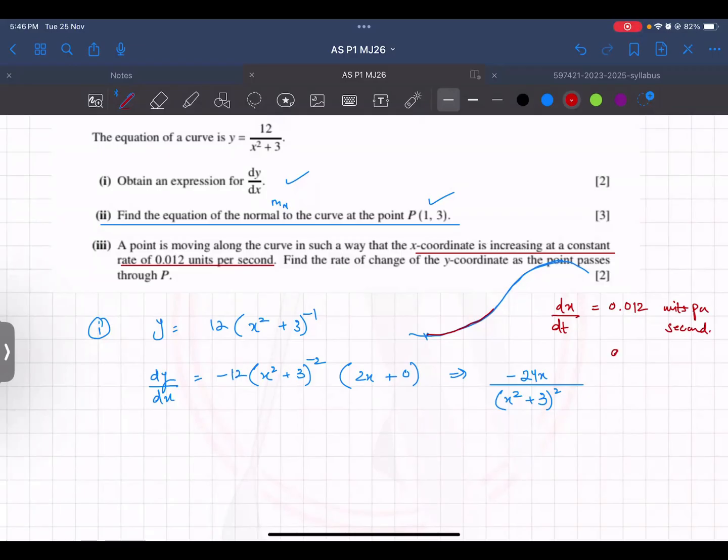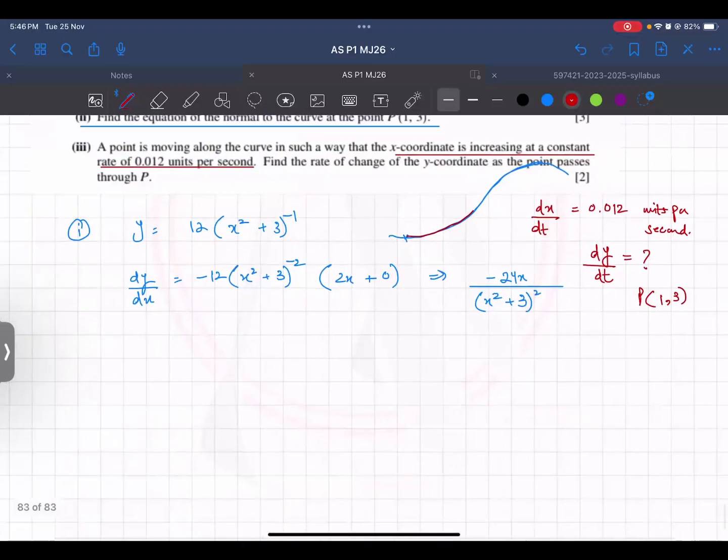Find the rate of change of y as the point passes through P. They're asking you to find the rate of change of y. So, what is the speed in the y direction for this point? We don't know this, when it is passing through P. P is (1, 3). Now you can see you have a third variable as well.